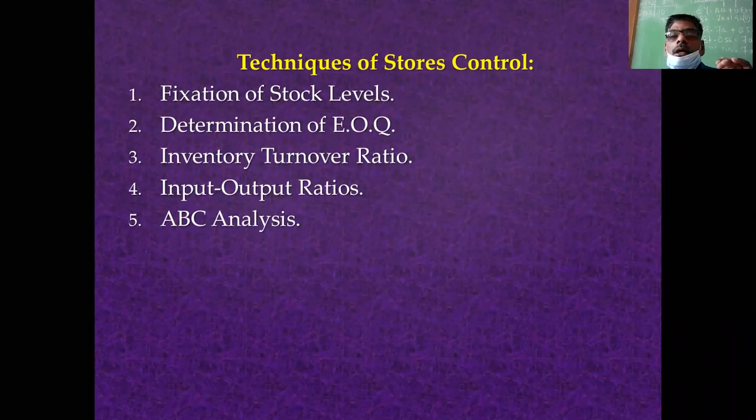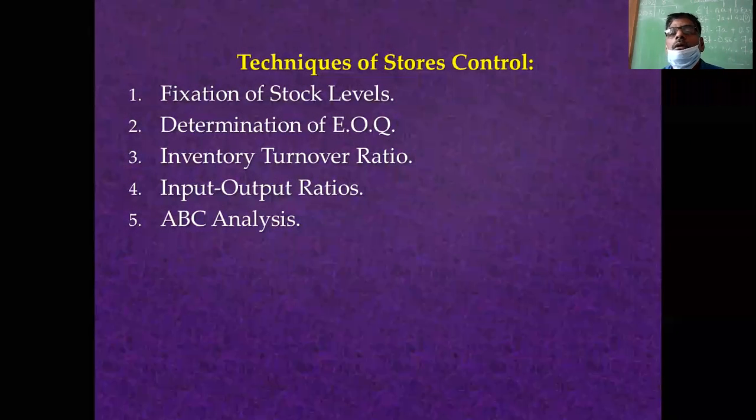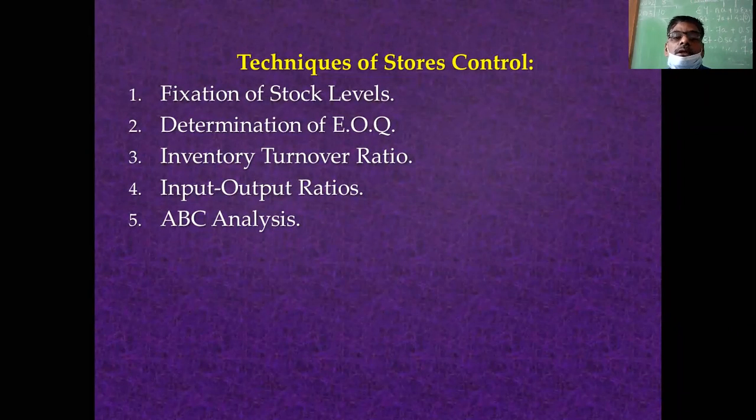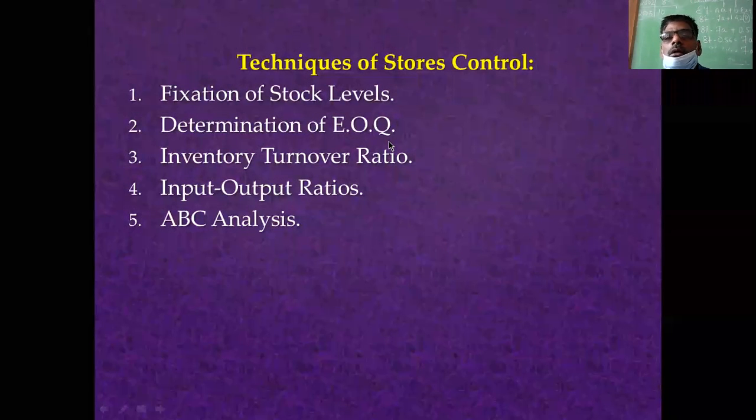Then, when we have to place the order for the new quantity of stock, that point comes under the fixation of stock levels. We will study it in detail. Then determination of EOQ. EOQ means economic order quantity. It is the quantity to be ordered at one time, that is, the quantity to be purchased at one time so as to minimize the cost of purchasing and the cost of storing that in your godown. That quantity is called economic order quantity, also called EOQ or reorder quantity.